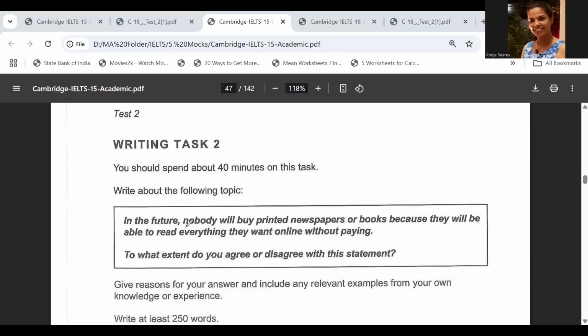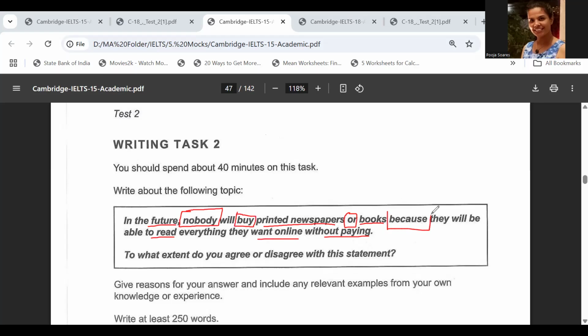So the keywords, I would say, would be definitely printed newspapers, books, and online. We have to read, and this is about the future. Sorry, I forgot, and without paying. All right, these are the keywords. But the words you cannot ignore would be words like nobody, and also they are buying. That means you have to pay for it.